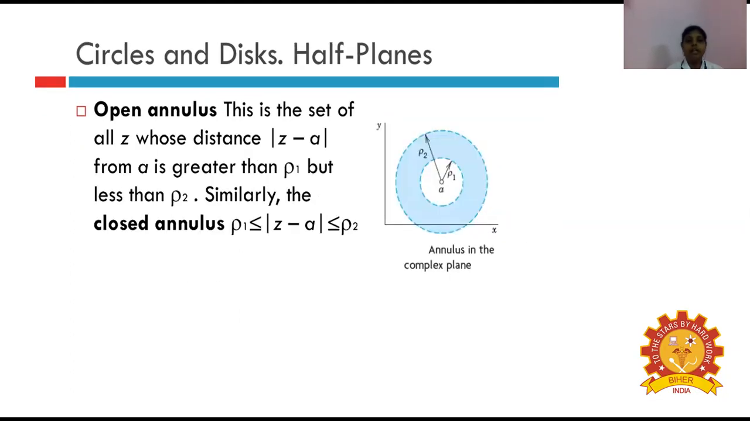Next, open annulus and closed annulus. First we see open annulus. It is the set of all z whose distance, modulus of z minus a, from a is greater than rho 1 but less than rho 2. Similarly, the closed annulus: rho 1 less than or equal to modulus of z minus a less than or equal to rho 2.